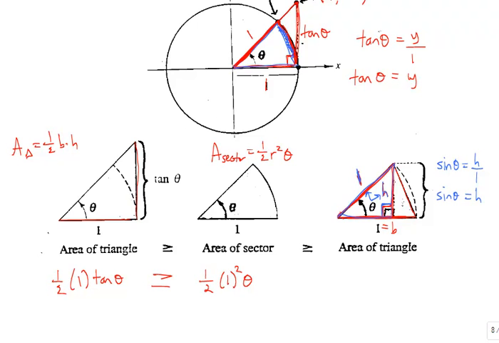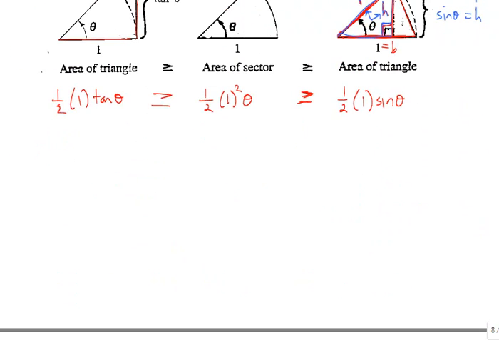So let's put it all together. The area of this triangle, which is smaller than the area of our sector, is 1/2 the base, which is this 1, times this height h, which we just found out is sine of theta. So here's our bounded areas: big triangle, sector, small triangle. Now let's clean this up just a little bit. This one right here, I can think of as tangent of theta all over that 2. The one in the middle, 1 squared is 1, so this is just theta over 2. And on the right-hand side, this becomes sine of theta over 2.